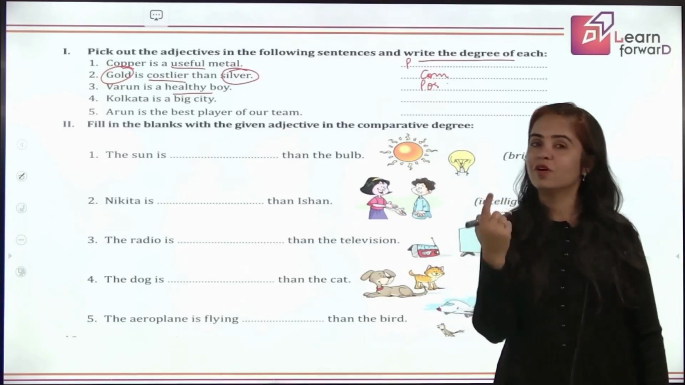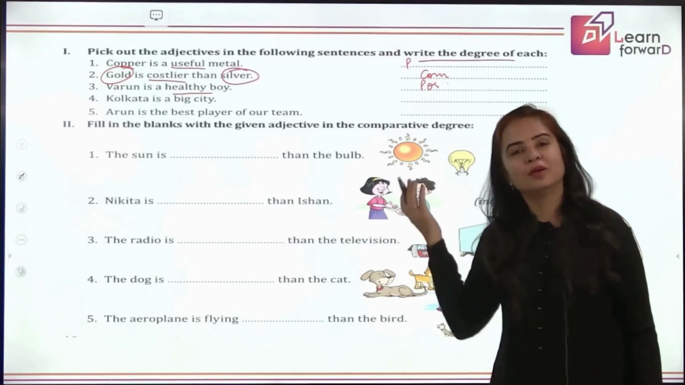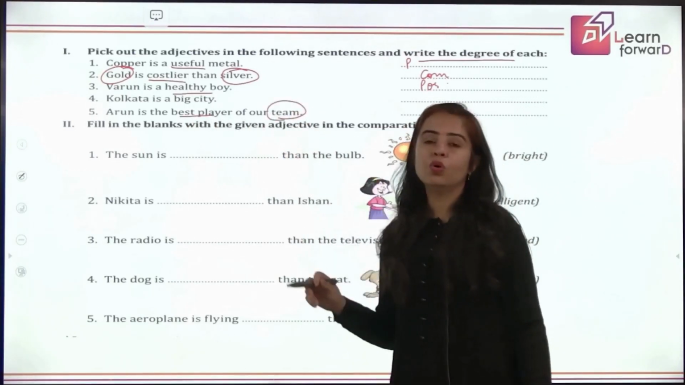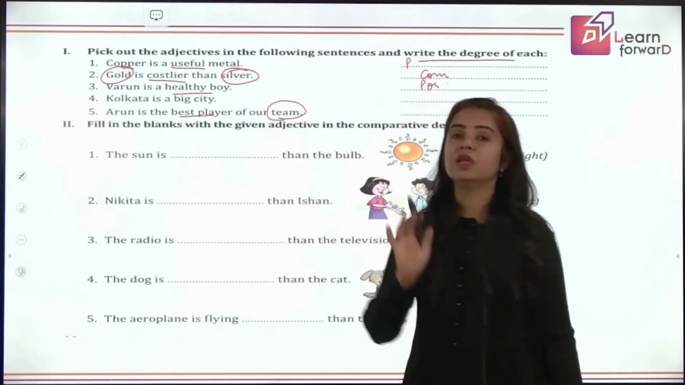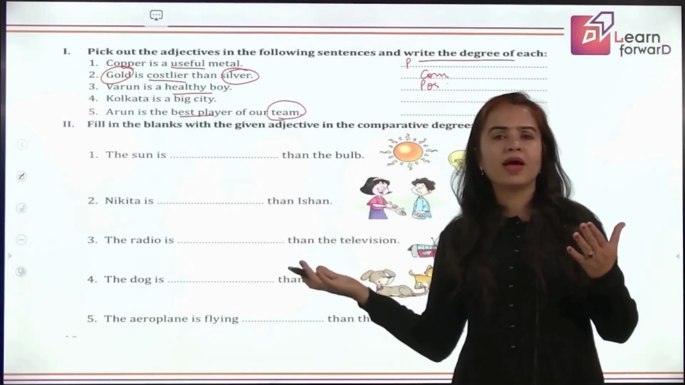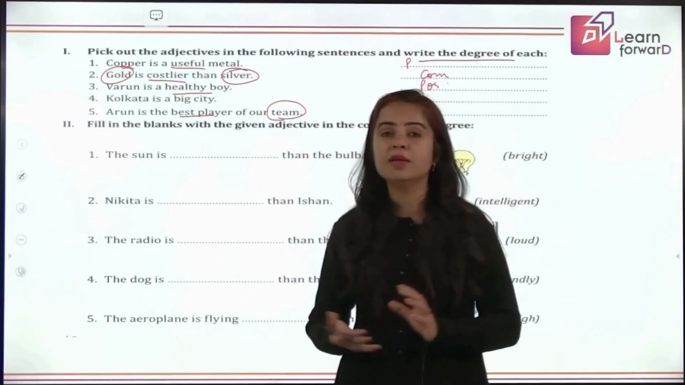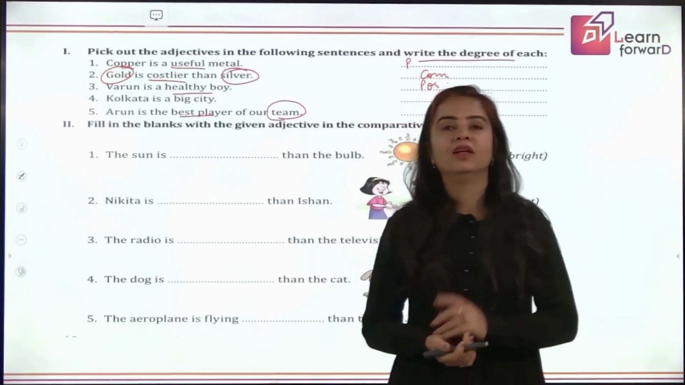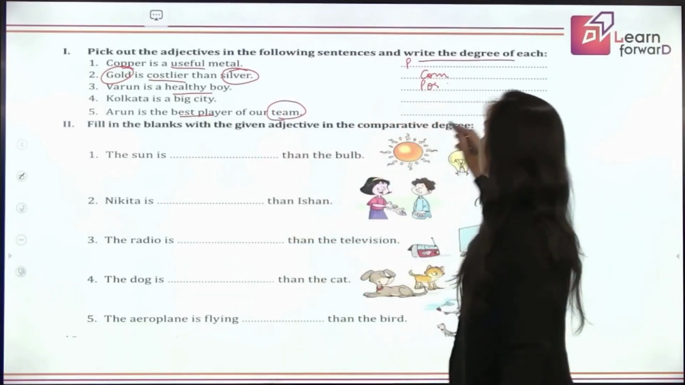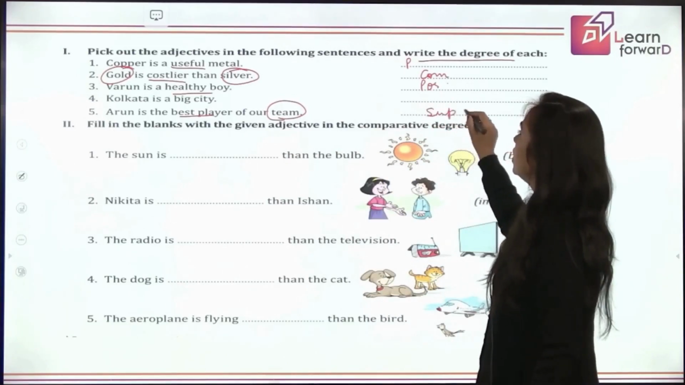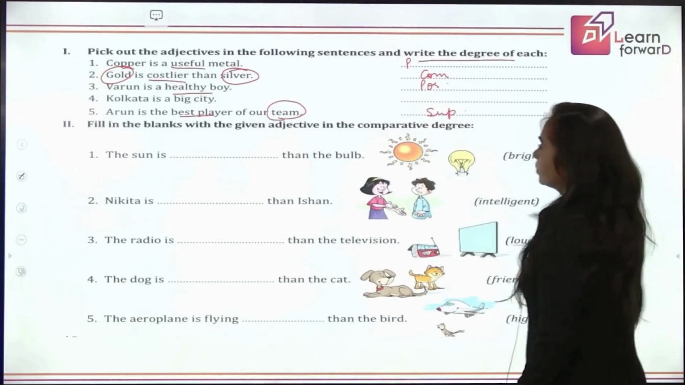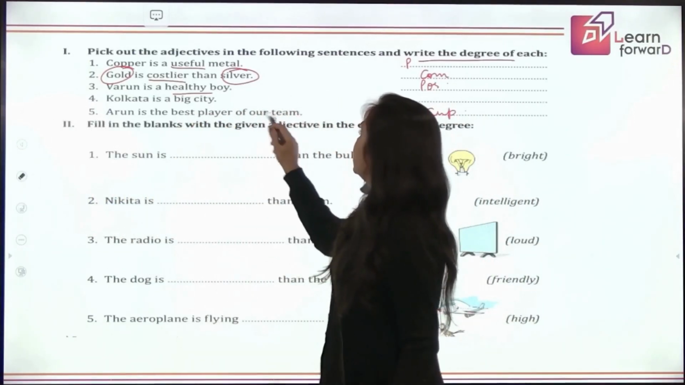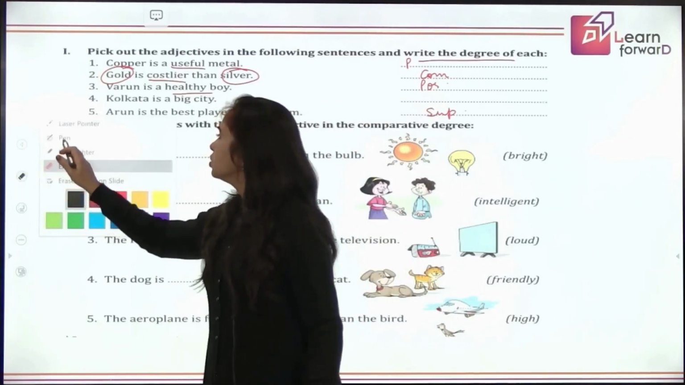Again, just one city we are talking about. It's positive. Good. Arun is the best player of our team. Oh, see here you are talking only about Arun. But what is the comparison to? It is comparison in the team, which is more than 2. So that means we are talking about superlative degree. Okay. So here, what is the adjective here only we have to underline. So that was only to explain you.